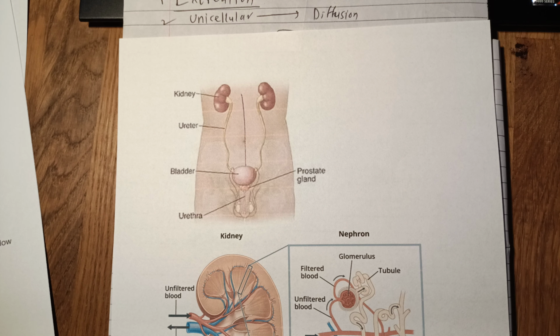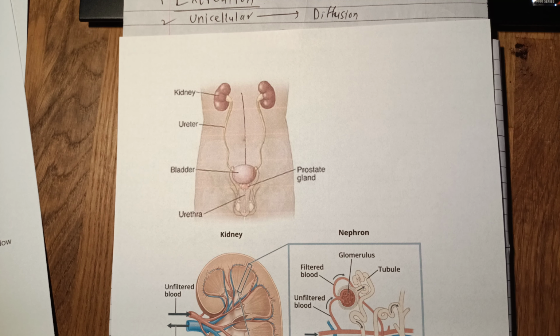So what does this human urinary system excrete? It excretes urea and uric acid. These are the nitrogenous waste products. It also excretes excess water, excess salts, as well as glucose. And there are various other toxins that are excreted by the kidney. Now I'm going to take you through the basic structure of this system.